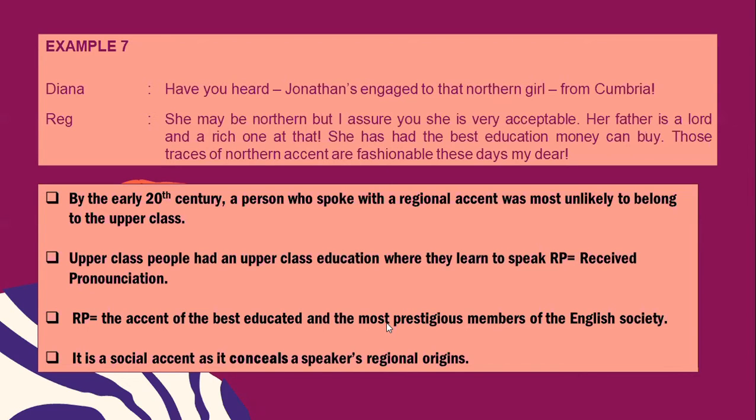So received pronunciation means that it is received at the royal court, and it is spoken only by the upper classes in the UK. By the early 20th century, a person who spoke with a regional accent was most unlikely to belong to the upper class. Upper class people had an upper class education where they learned to speak RP, or received pronunciation. RP is the accent of the best educated and most prestigious members of English society. It is a social accent because it conceals a speaker's regional origins. That's why received pronunciation is considered a social accent.